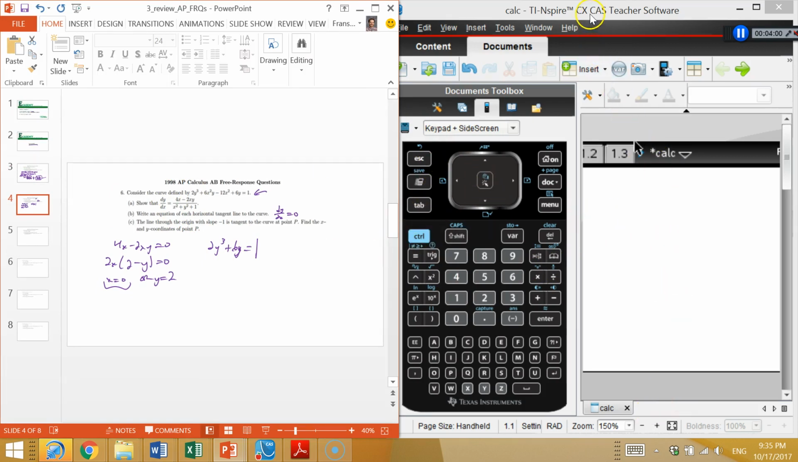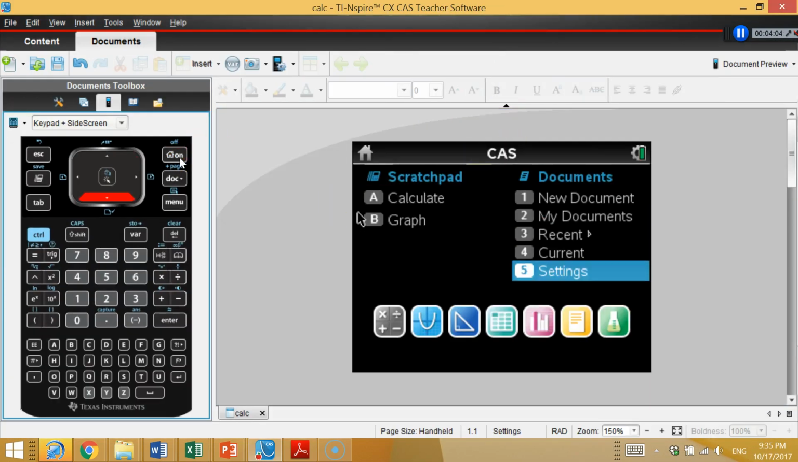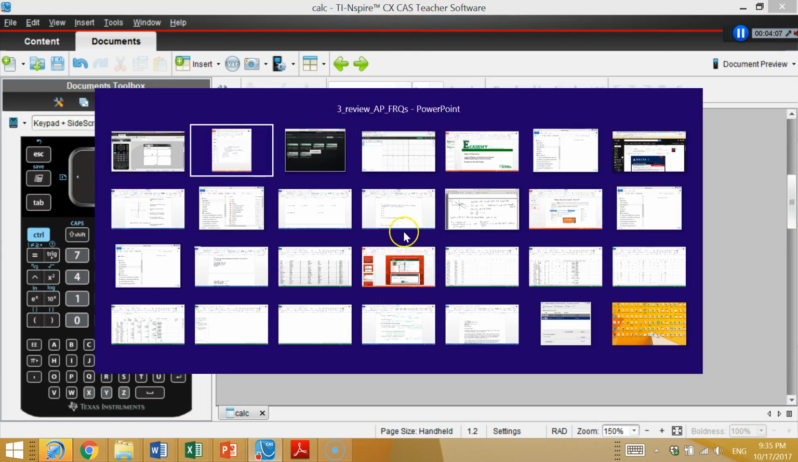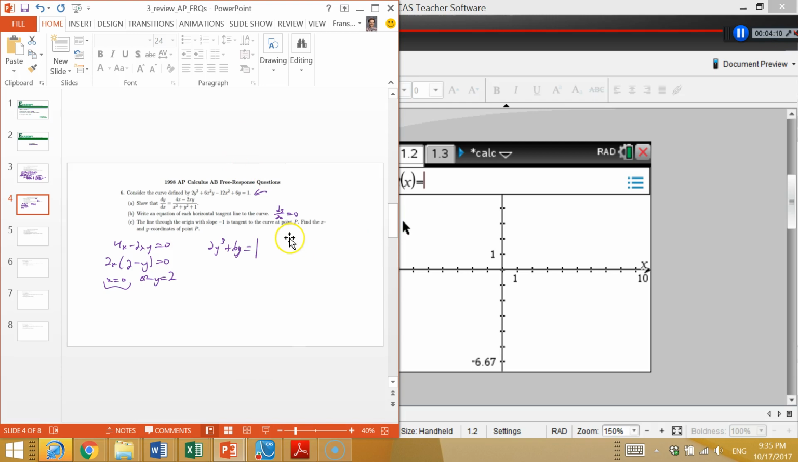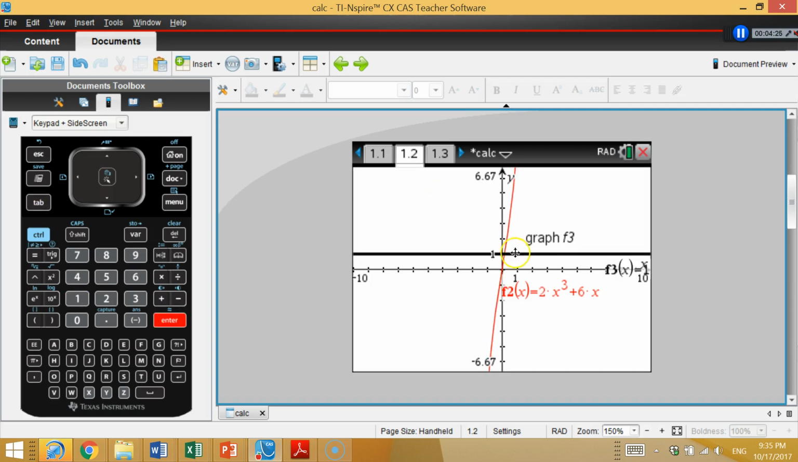I could use the solve function, but I'm going to do it as if I didn't have a CAS. So I'm going to add a graph. I'm going to have to do this with x's because that's the only way the calculator graphs. So I'm going to do 2x cubed plus 6x, and I'm also going to graph 1. And I have to see when they intersect right there.